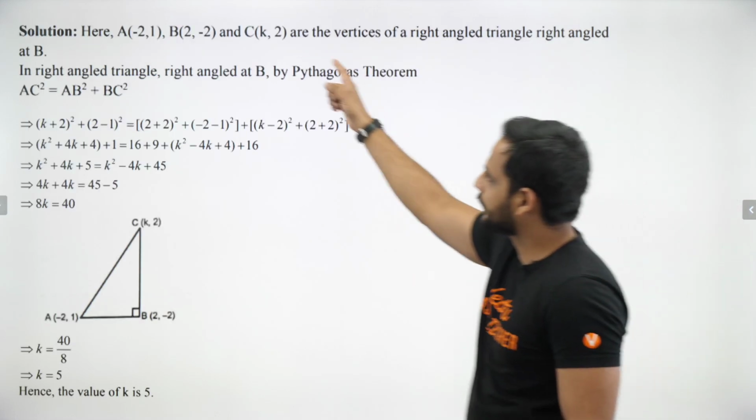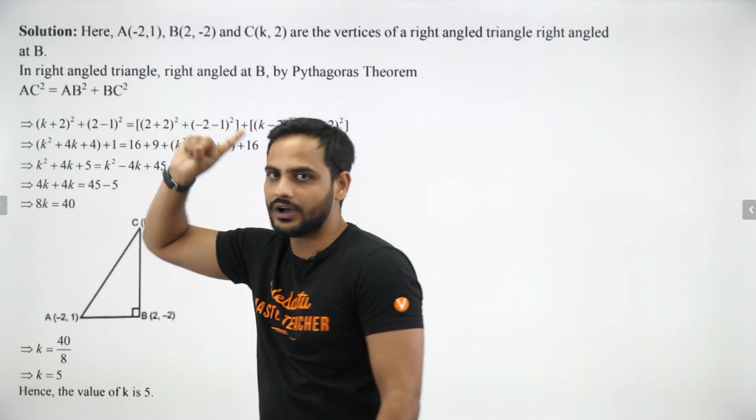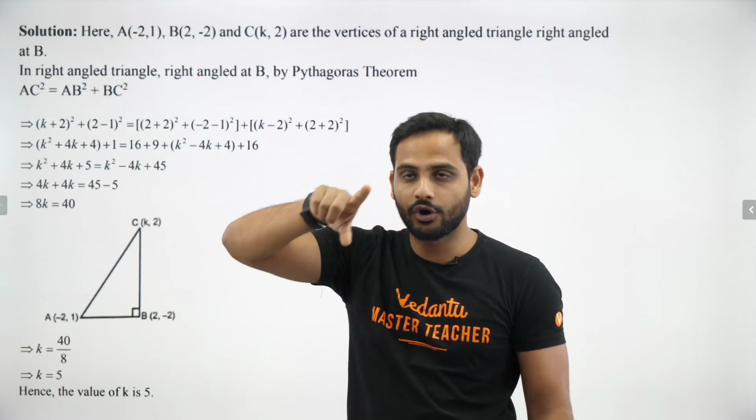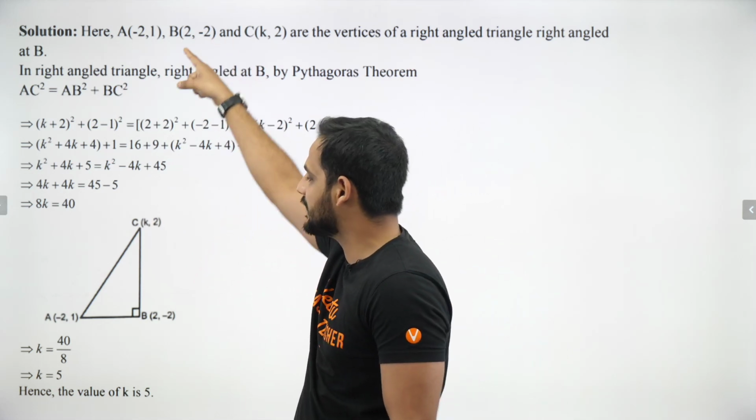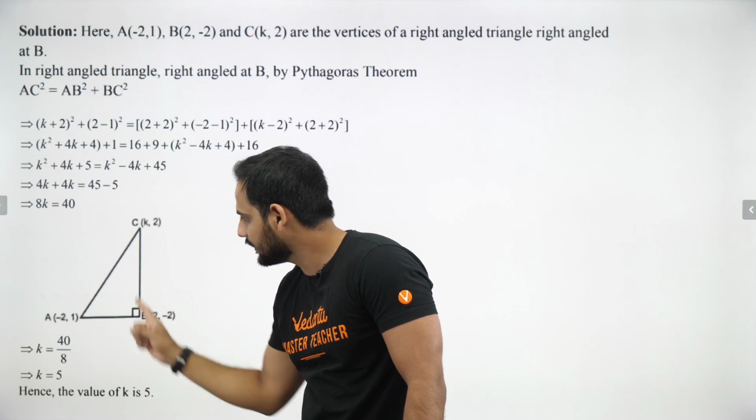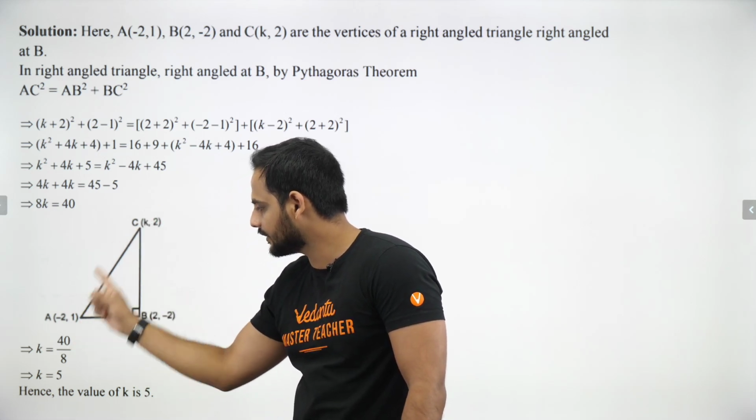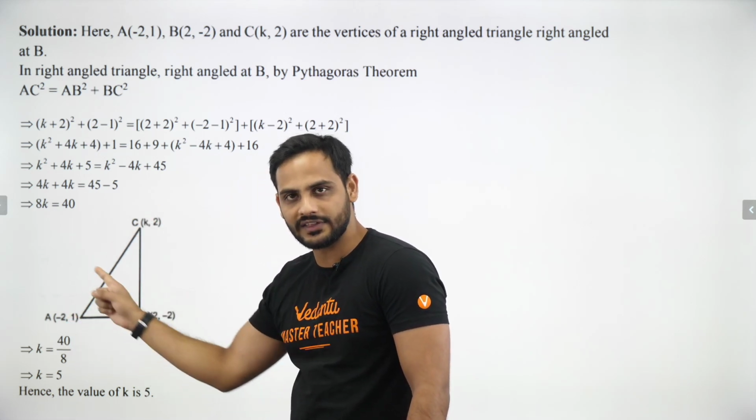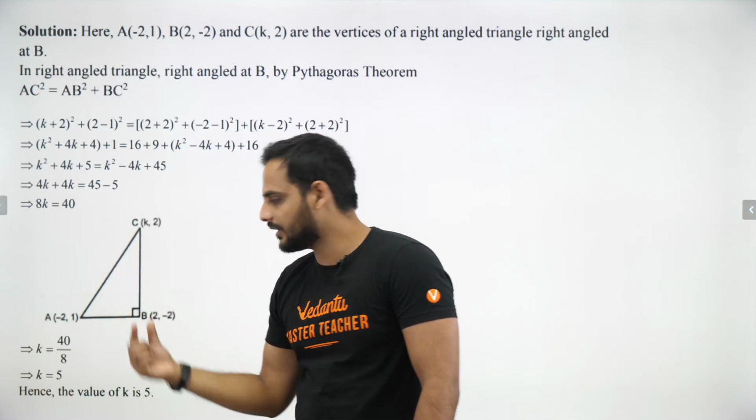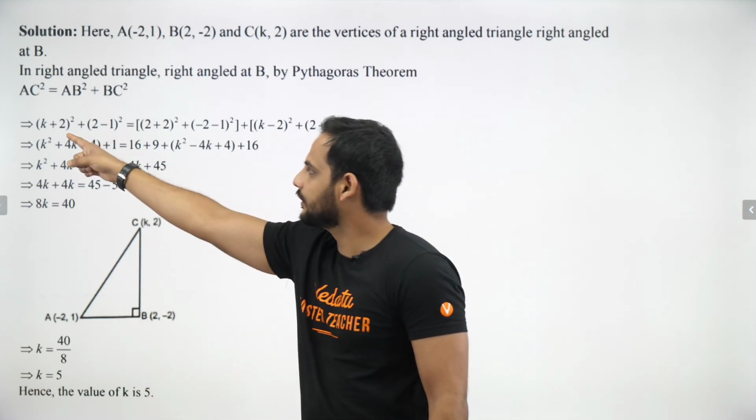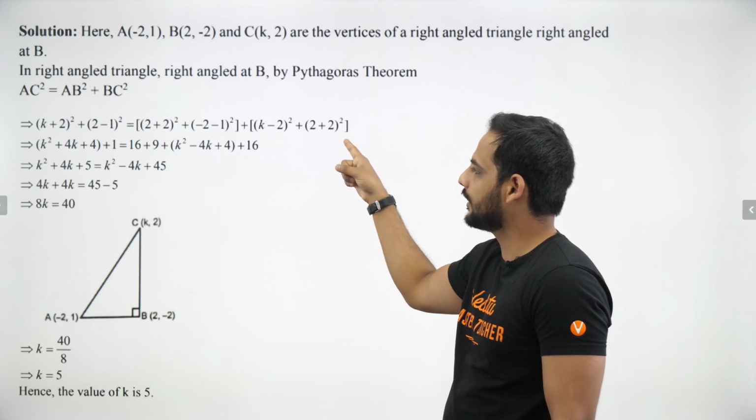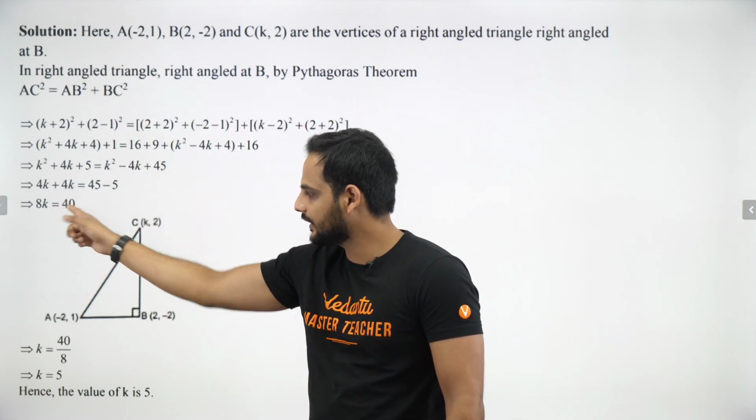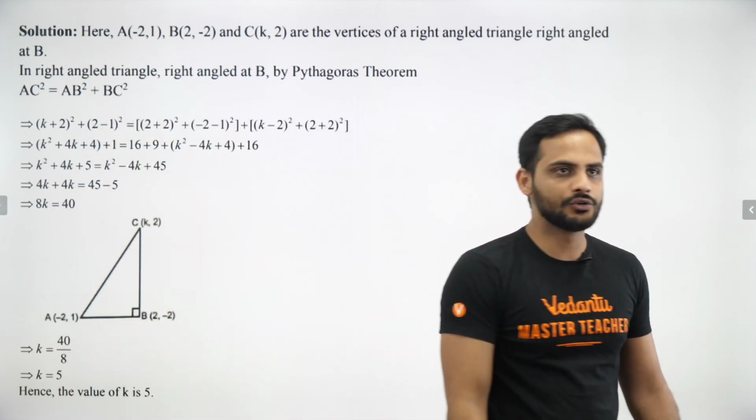Look at the solution. Okay, we know AC square. Now look, how will you know which is the hypotenuse? Because they have given right angled at B. So since it is right angled at B, AC is the hypotenuse, and BC and AB are the other two sides. So solve it using the distance formula. When you solve this, you will get 8k is equal to 40, so k is equal to 5. You will get the answer.